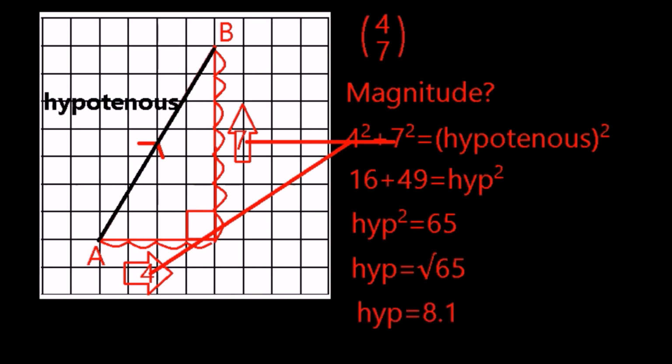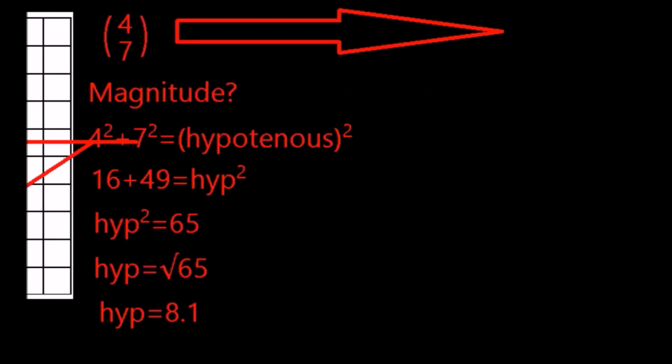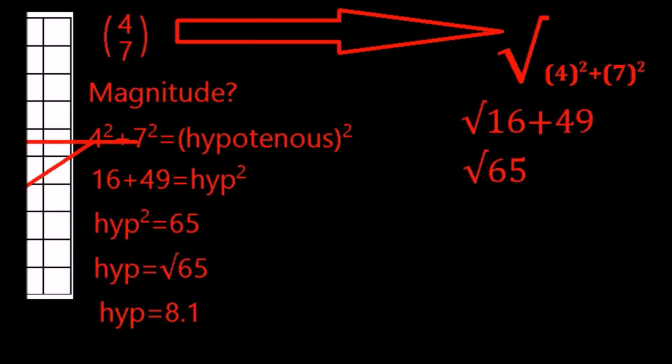The hypotenuse is equal to approximately 8.1 squares, so this is the length from A to B, so this is the magnitude of our vector. We can also conclude that the magnitude of a vector is equal to the square root of the sum of the squares of the 2 numbers in the column vector. It is better if you remember this time-saving trick. Check the results. They are the same, approximately 8.1.